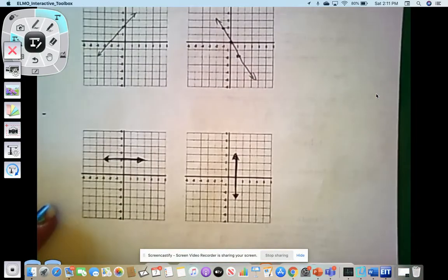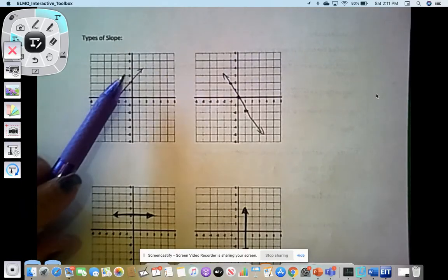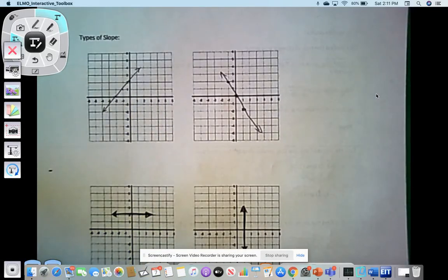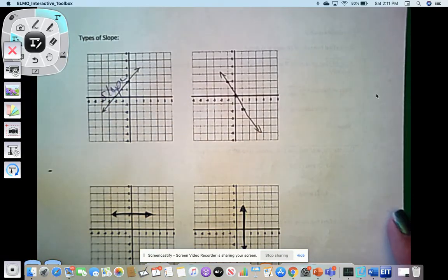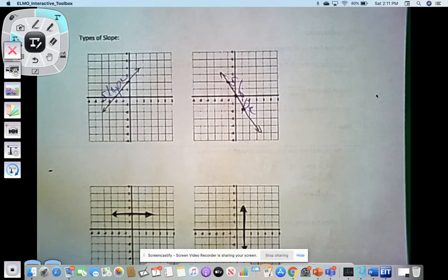And then on the back, just simple types of slope, which I believe you should know already. This is a positive slope and this is a negative slope. I know that because this goes up from left to right. If you still have a hard time visualizing that, write the word slope on the line. See how it's going up? And you could write the word slope on this line and it goes down.